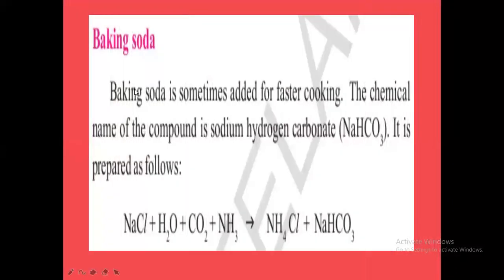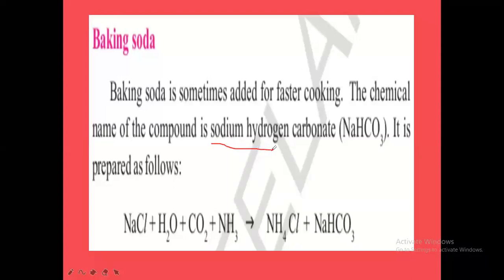NaHCO3. NaHCO3 is sodium hydrogen carbonate. Sodium hydrogen carbonate is called baking soda. So baking soda is sometimes added for faster cooking. To cook the food faster, what do we add? Baking powder is added. The chemical name of the compound is sodium hydrogen carbonate.